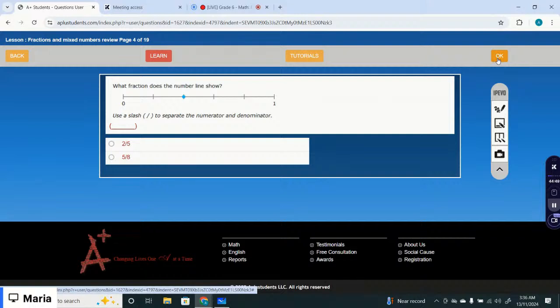What fraction does the number line show? Which is the correct option? That is 2 by 5. Option number 1 is the correct option.